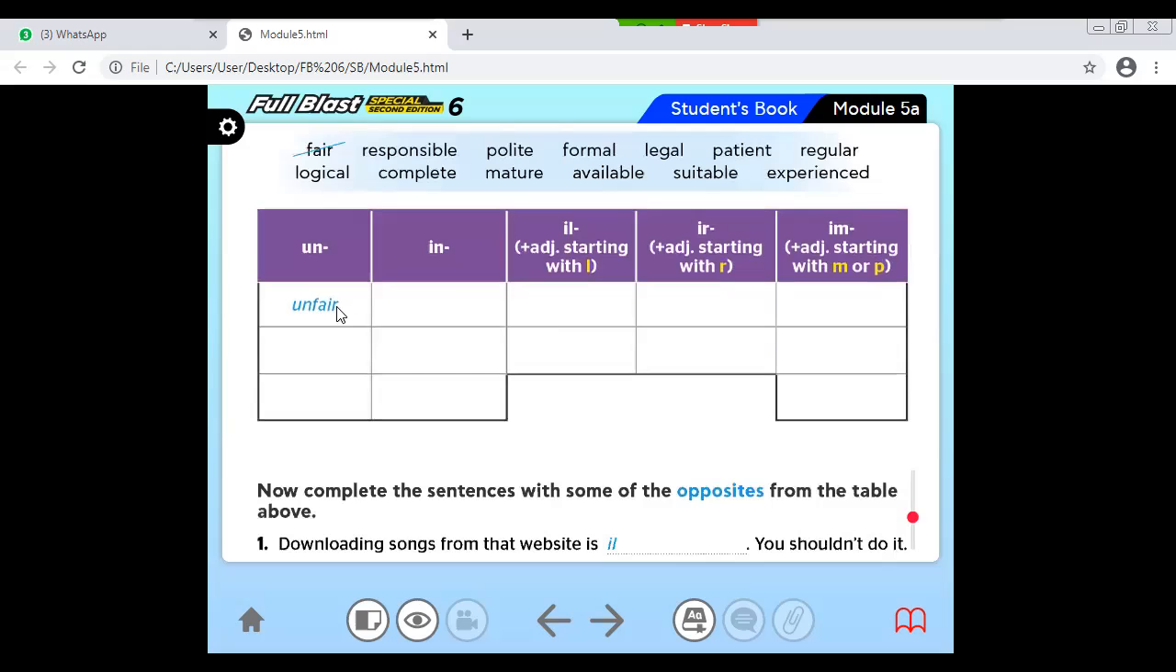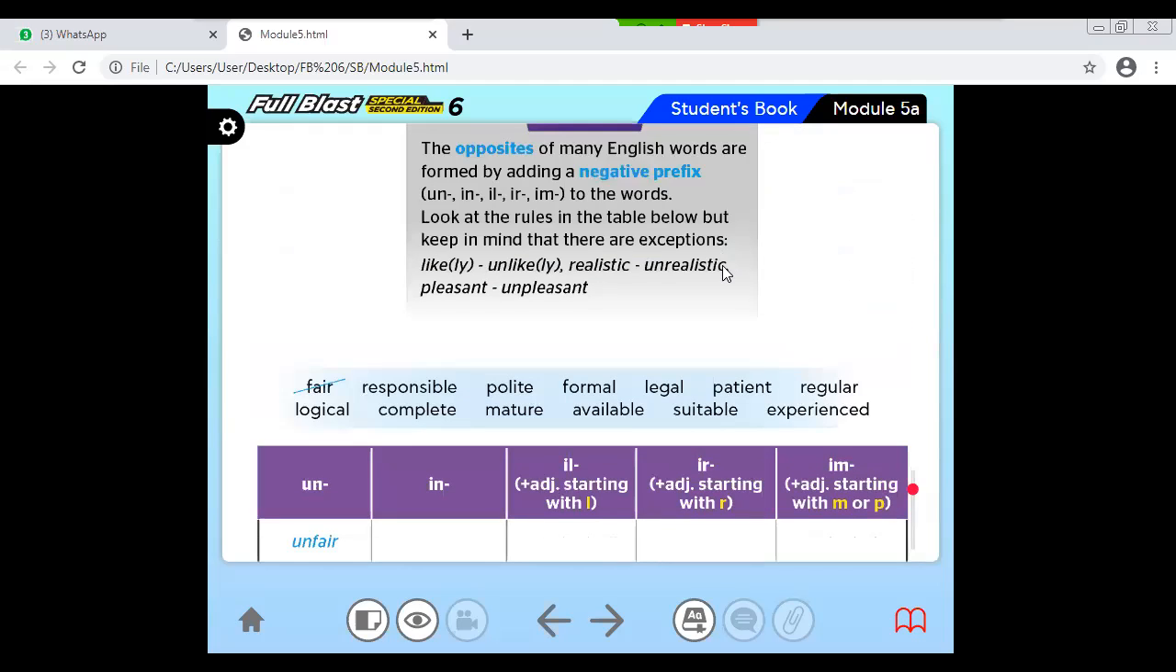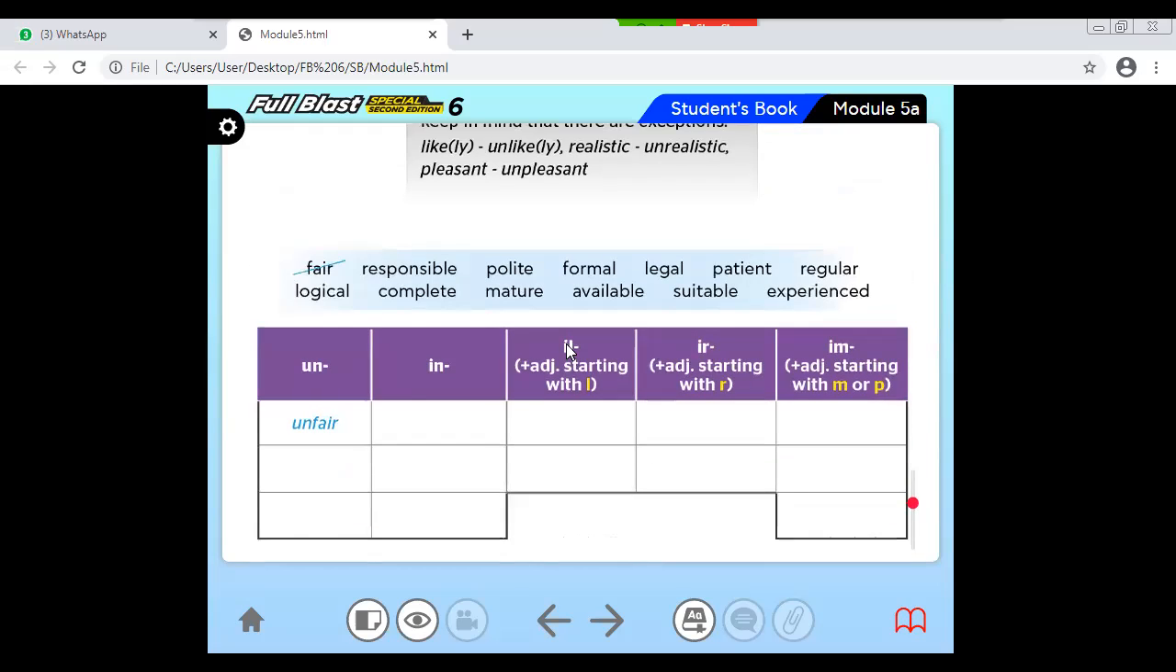We have adding "un", adding "in". All of these are prefixes to get the opposite. We can add "il" or "ir" or "im". "Il" with the adjectives starting with L. "Ir" with the adjectives starting with R. "Im" with the adjectives starting with M or P. But remember, all the time there are exceptions, like what? Like realistic and pleasant. Let's start.